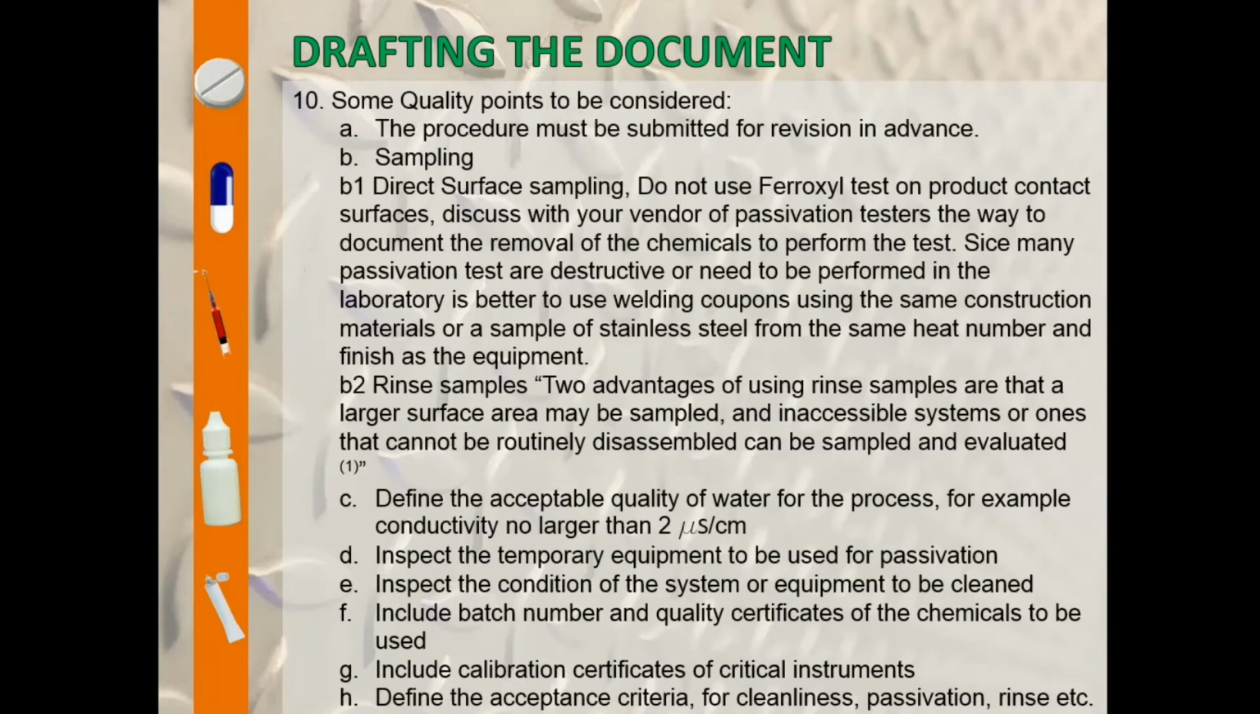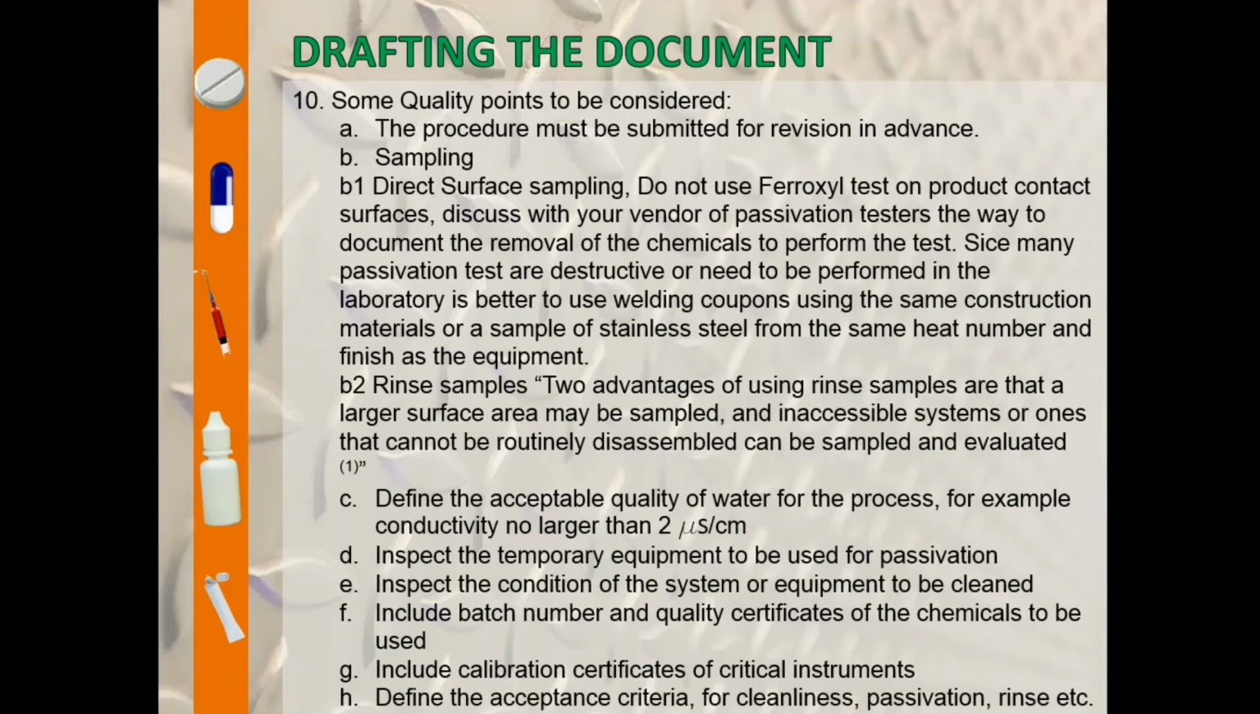A revision in advance of the procedure will allow you to avoid interferences with other operations and adapt it to your circumstances. Explain the sampling rationale. If we are going to perform chemical testing on the surface in contact with a product, we need to document that the chemicals for testing were removed.